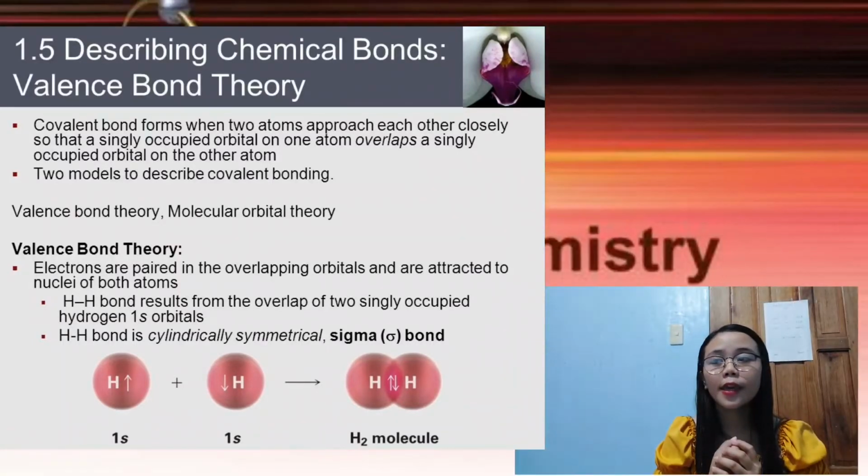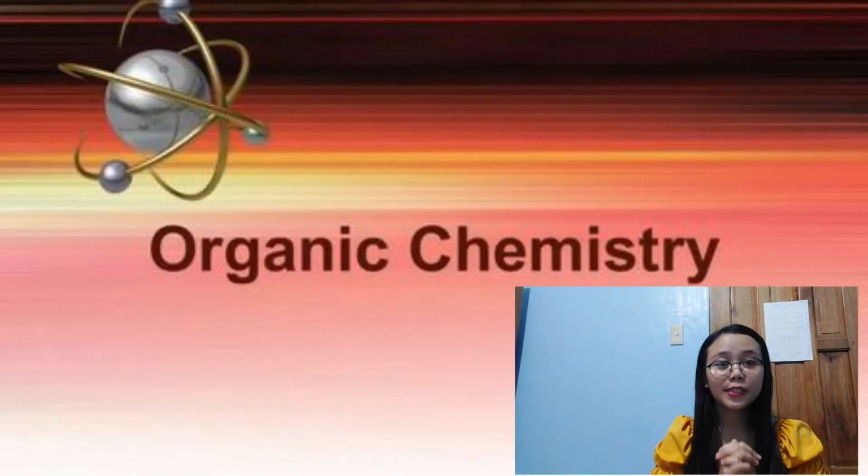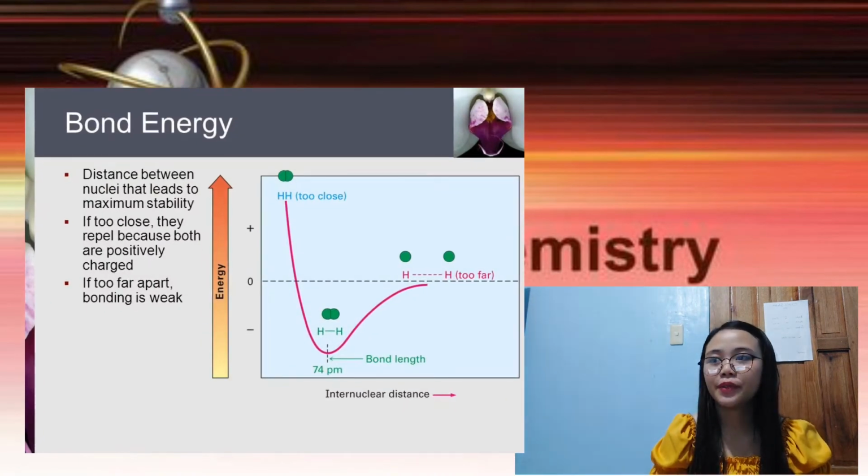When we say valence bond theory, electrons are paired in the overlapping orbitals and are attracted to the nuclei of both atoms. The H-H bond results from the overlap of two singly occupied hydrogen 1s orbitals. The H-H bond is cylindrically symmetrical, a sigma bond. And now let's proceed to bond energy.